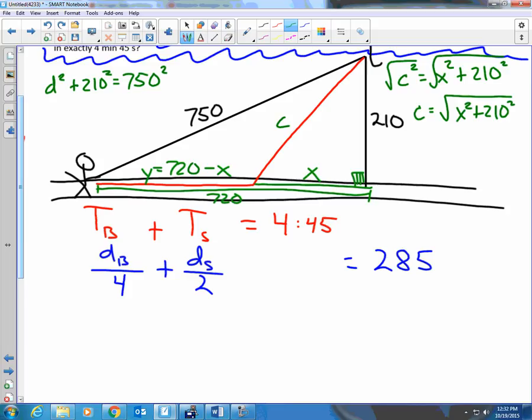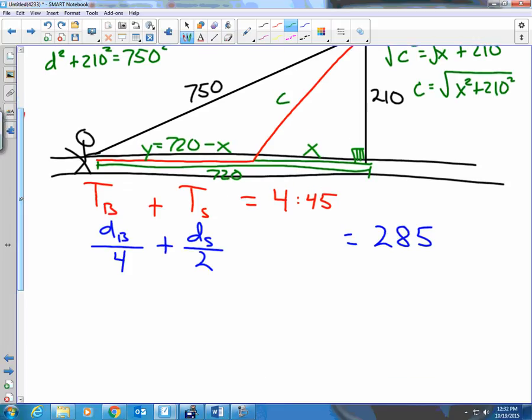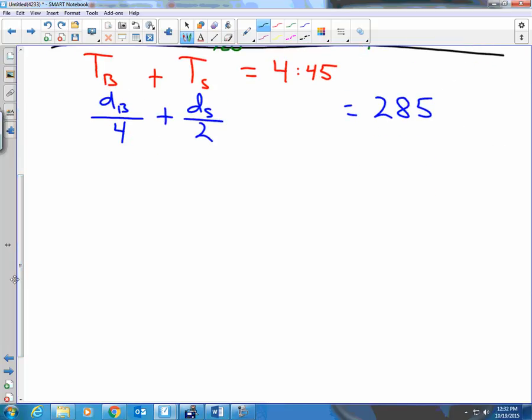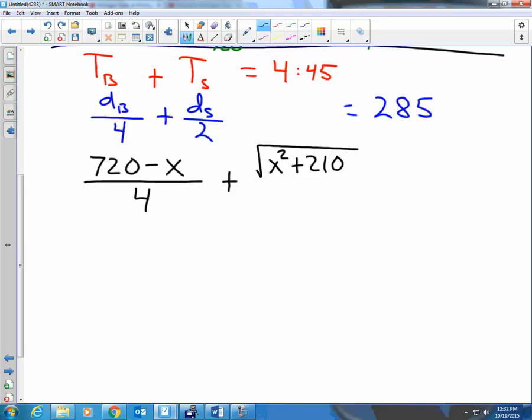Well, it's not pretty, but at least we have an expression. Let's write it out. What's my distance on the boardwalk? 720 minus x all over 4. Plus, what's the distance on the sand? Square root of x squared plus 210 squared, all over 2 is equal to?